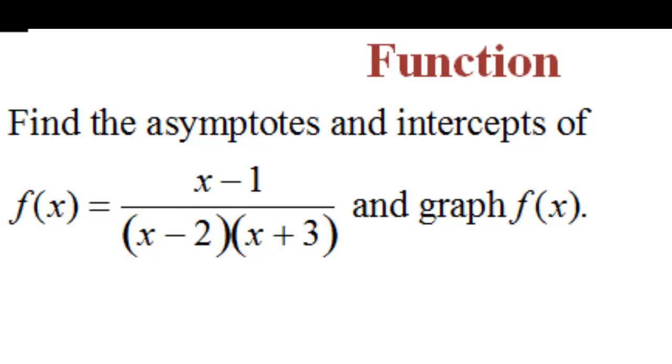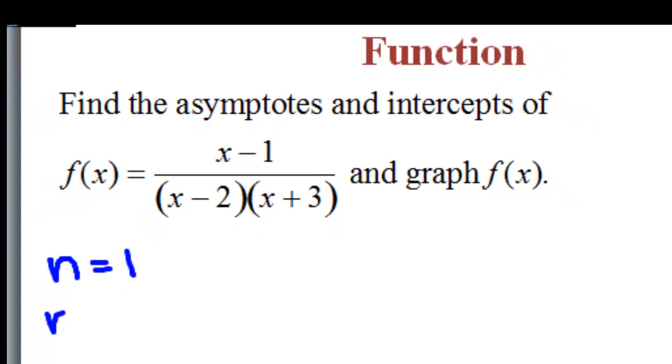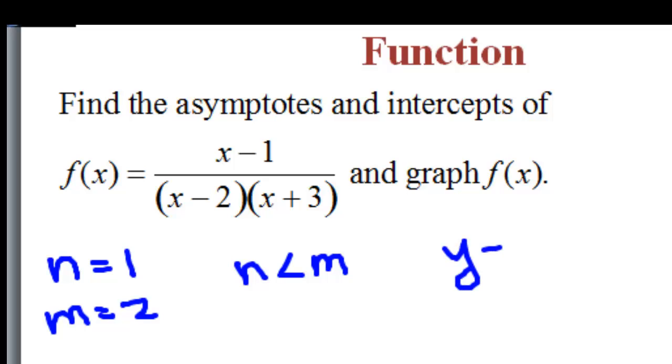First thing we're going to look at is our n and our m. The degree of the numerator is 1. The degree of the denominator is 2. So n is less than m. We will have a horizontal asymptote at y is equal to 0. And we will have 2 vertical asymptotes at positive 2 and -3.